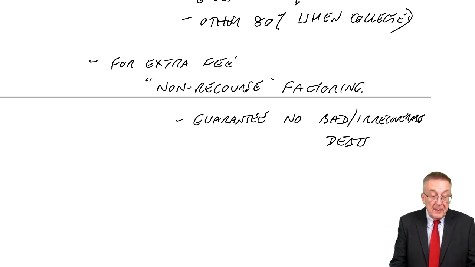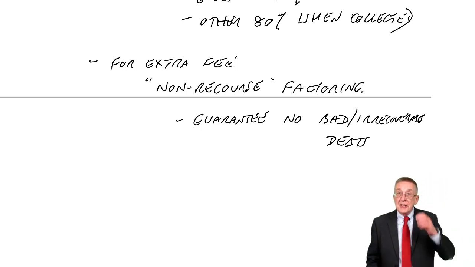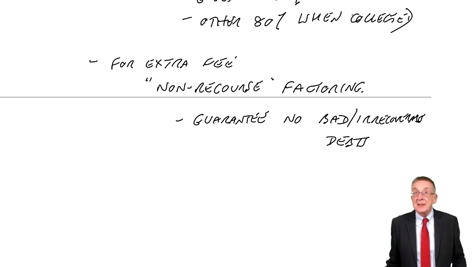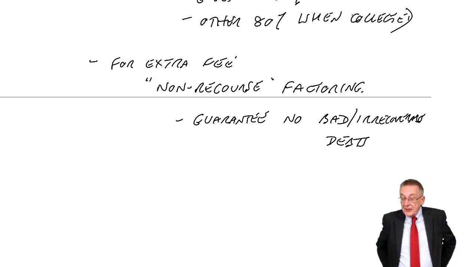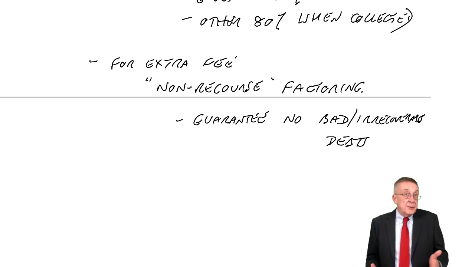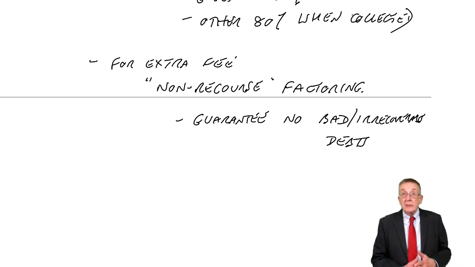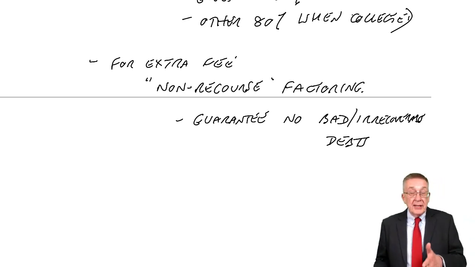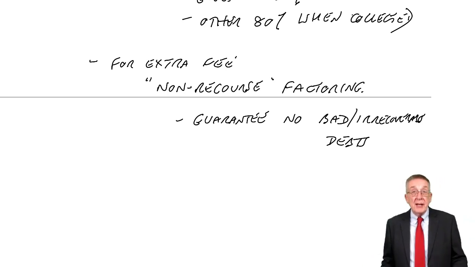Obviously, the factor will want to check who we're selling to. Otherwise, I'll sell to all my friends and tell them not to bother paying. But the factors aren't stupid. But it's a bit like taking insurance. And that can be a benefit if at the moment I have a lot of irrecoverable debts. Depending on how much the factor's charging for this service, it could save me money.